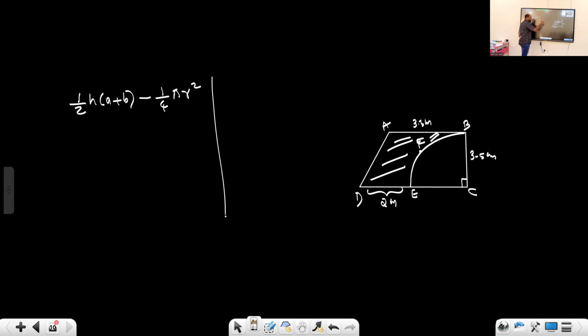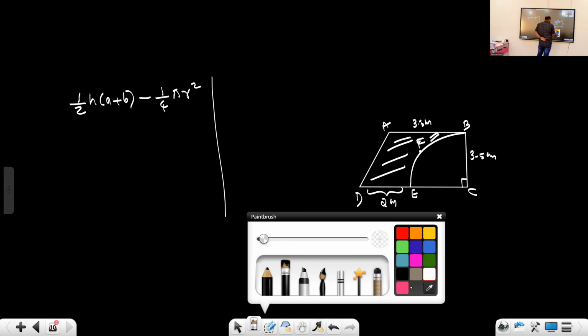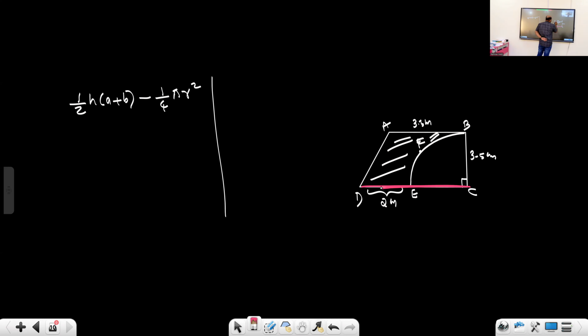H means the height, the distance. This we are calling a, and this we are calling b, or you can call this a, either this is a or this, or b also, vice versa. H means the distance between these two, 3.5. H equal to 3.5, that is 7 by 2. A equal to 3.5, that is also 7 by 2.